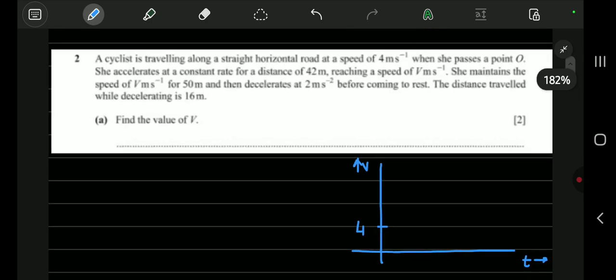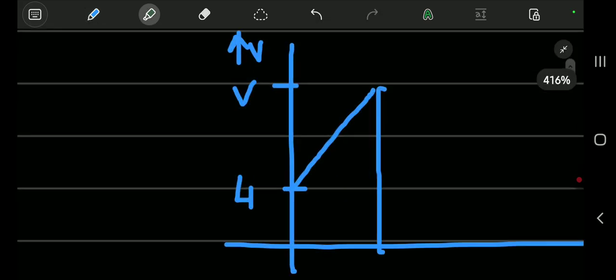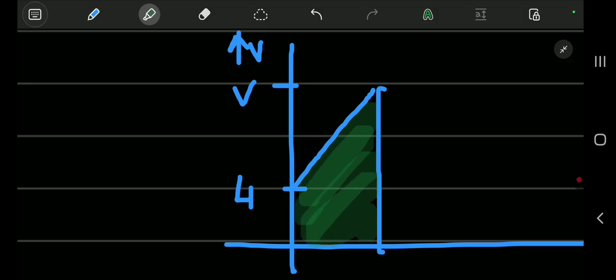Now, she accelerates at a constant rate for a distance of 42 meters. Okay, she accelerates and she reaches v. So let's suppose this is v velocity. And we know the distance in a velocity time graph is the area under the graph. So we can see that this distance that is covered here is actually 42 meters.